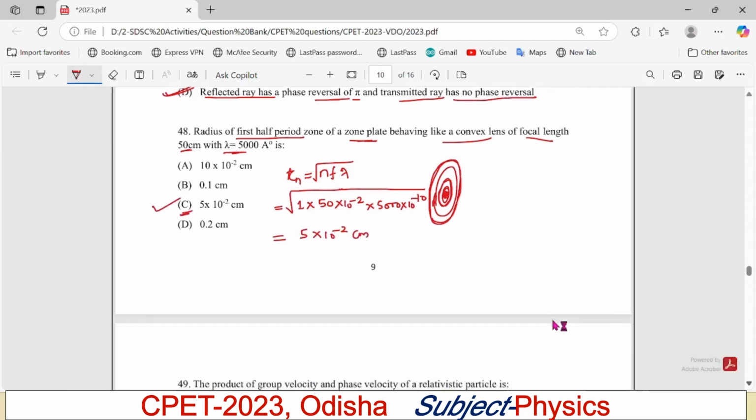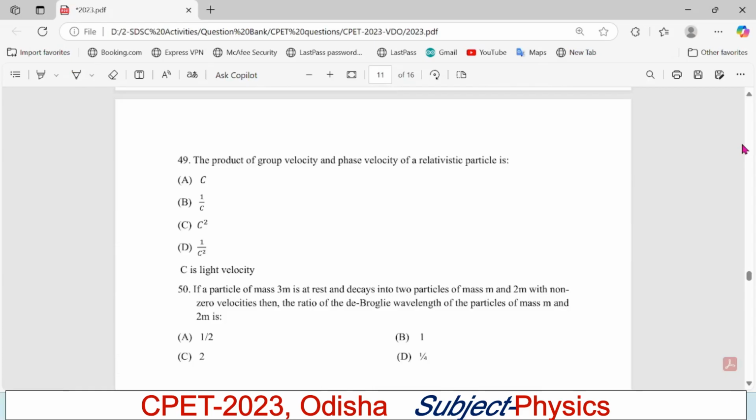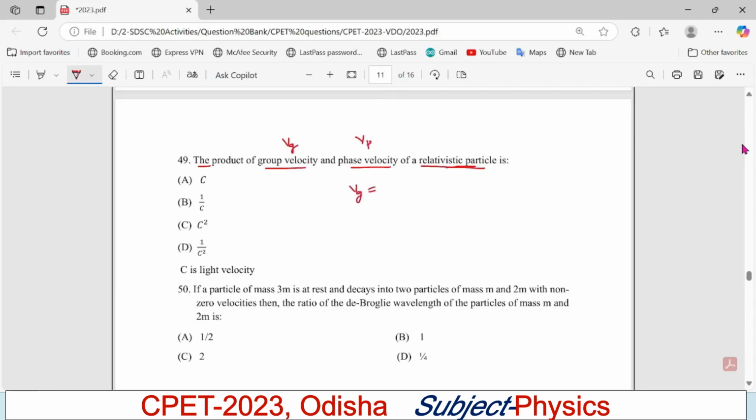Question number 49. In question number 49, it is asked what the product of group velocity and phase velocity of a relativistic particle is. See, in the case of a relativistic particle, the group velocity and phase velocity are both equal. Group velocity equals phase velocity, and for a relativistic particle, both are equivalent to c.